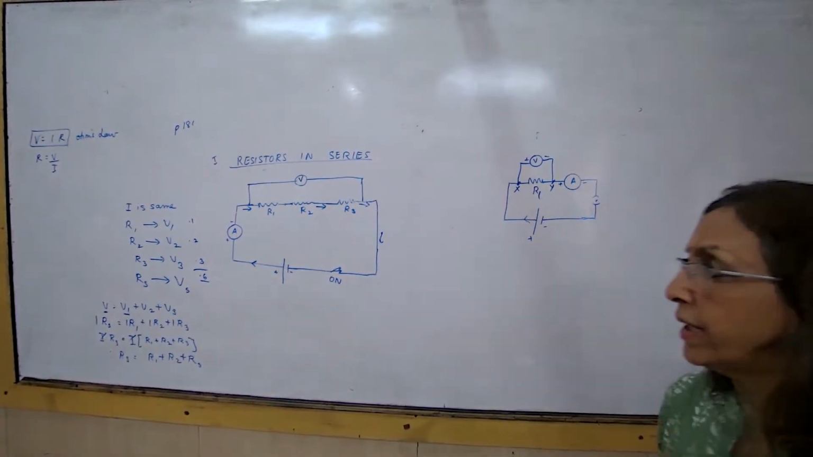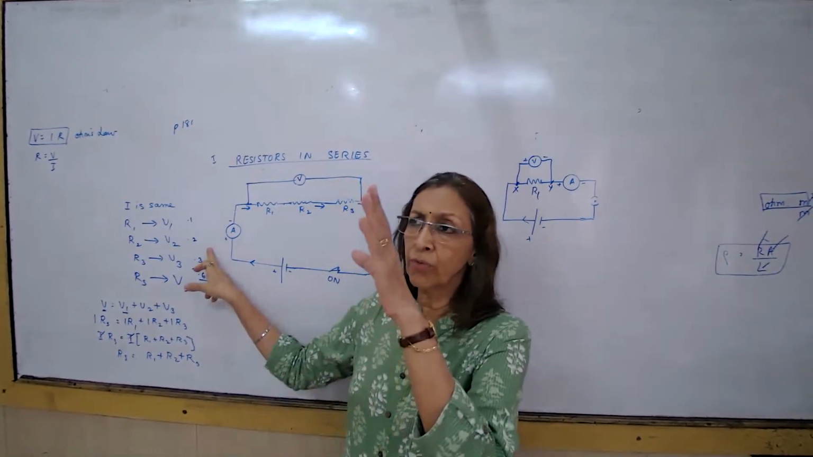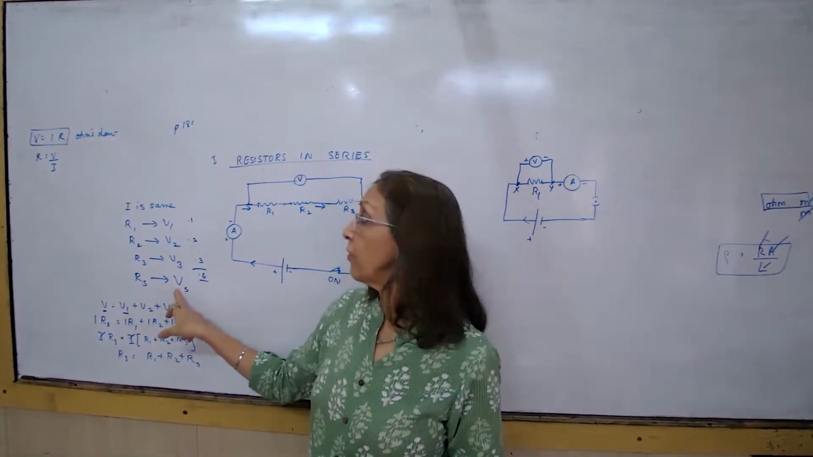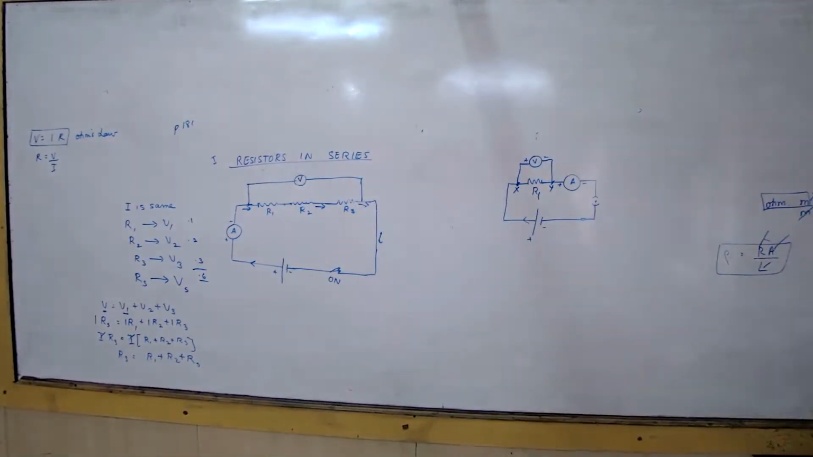Okay, so what did we find? Suppose we have got the readings for V1, V2 and V3. We find that the sum of all these is equal to the actual value of the voltmeter reading across all the three of them.